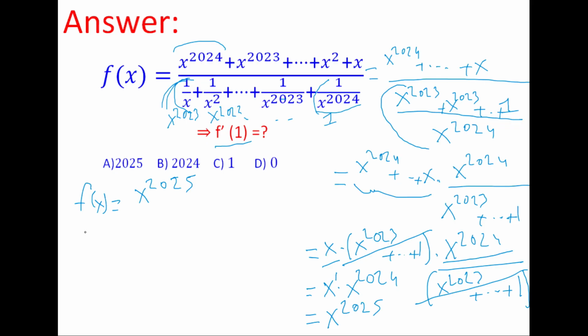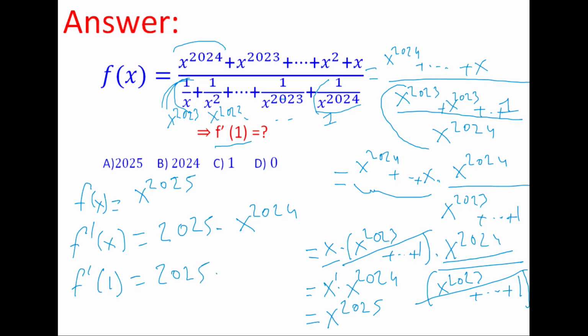So we need to take the derivative here, guys, which is going to be 2025 times x to the power of 2024. And if you put 1 here instead of x, 2025 times 1 is going to be, guys, 2025, and this is the answer to this question. This is, as I said, the regular way, but as you can see, it still takes some time.